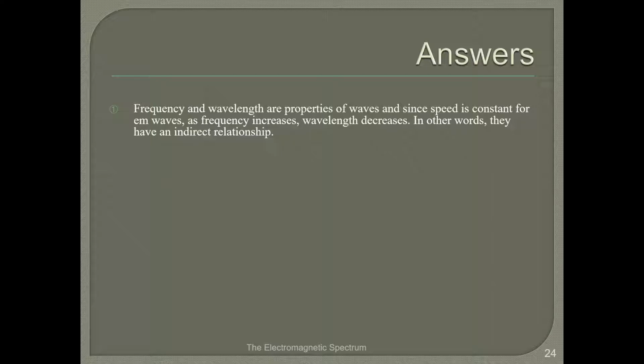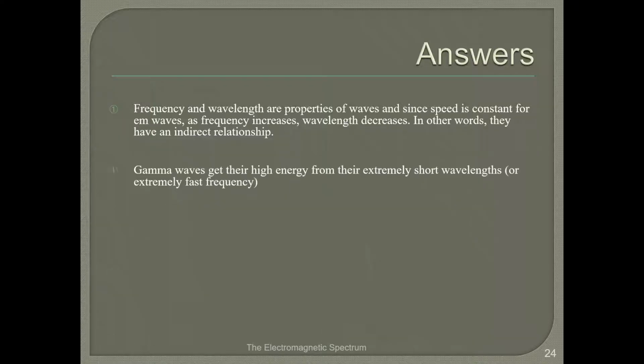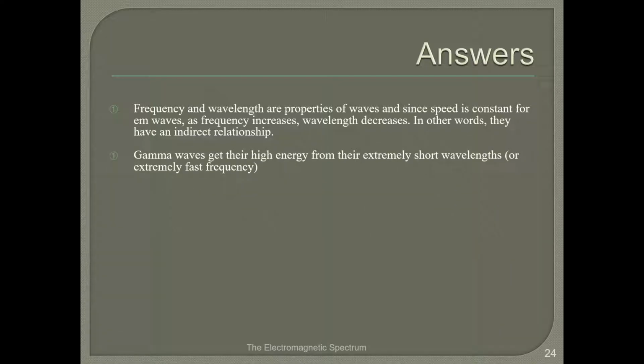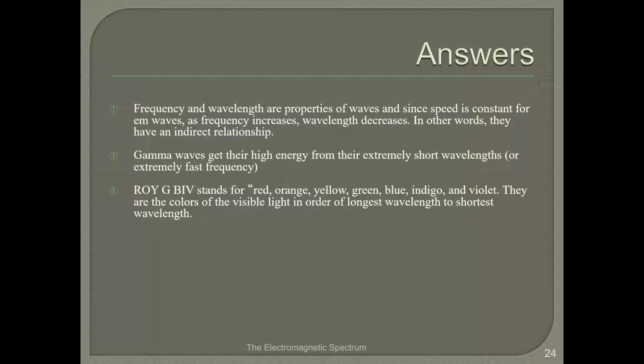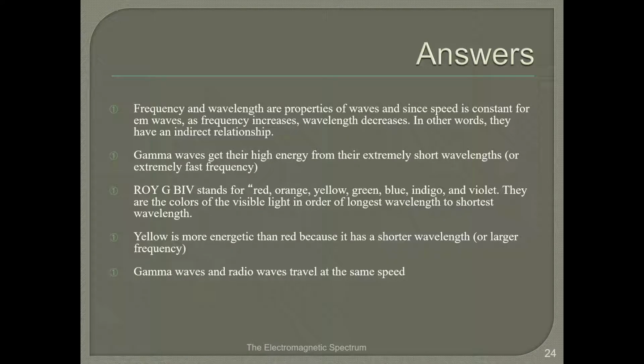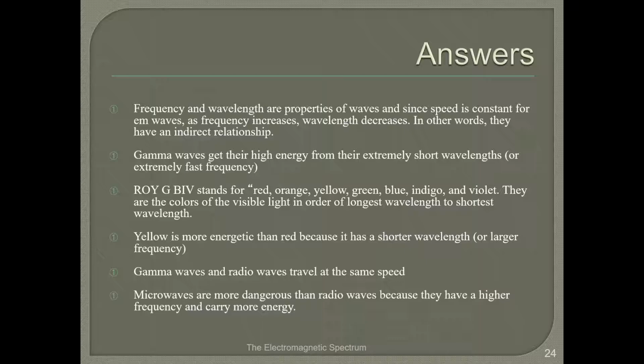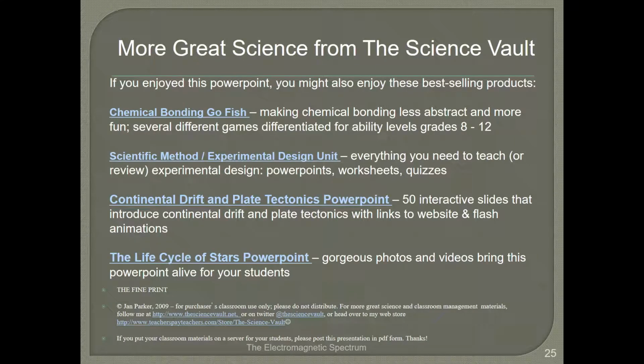Frequency and wavelength are properties of waves, and since speed is constant for EM waves, as frequency increases, wavelength decreases. In other words, they have an inverse relationship. They get their energy from extremely short wavelengths or extremely fast frequency. Yellow is more energetic than red. Gamma waves and radio waves travel at the same speed. Microwaves are more dangerous than radio waves because they have a higher frequency and carry more energy. And it didn't give the answer for the last one. I would say the last one, it depends. It's personal, as long as you explain a reason.